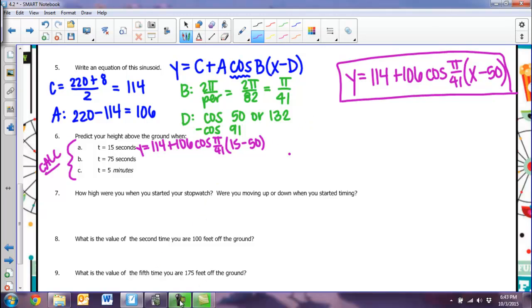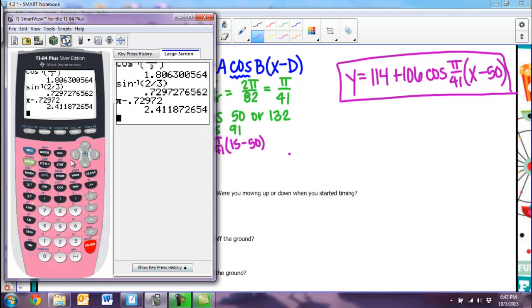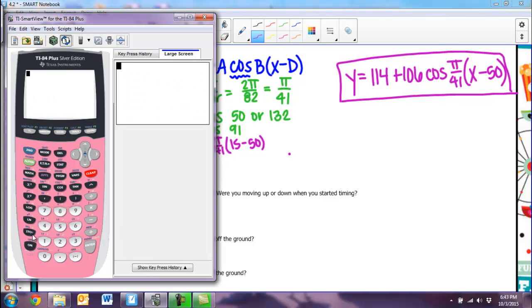Make sure that you're watching your parentheses, so when you type this in, that you type in 114 plus 106. You make sure that you're in radians or degrees based on the question. I used pi, so that means I'm in radians. Remember, if you want to make a fraction, alpha y equals, enter. We're going to have pi over 41, parentheses, and then my x now is 15 minus 50, close all my parentheses.